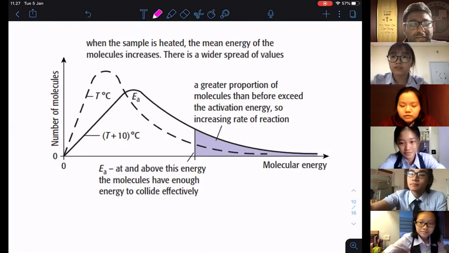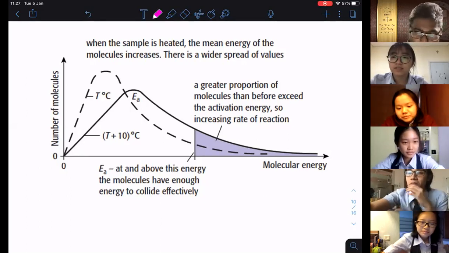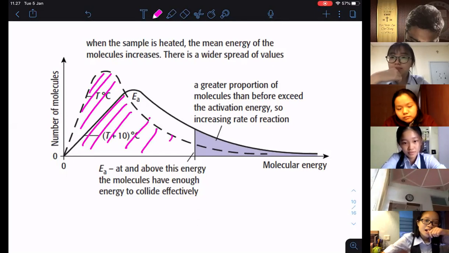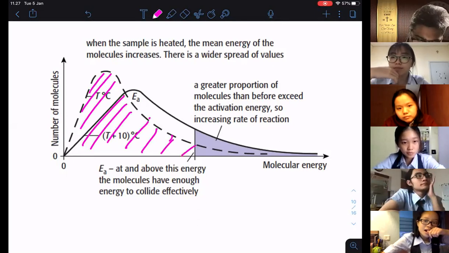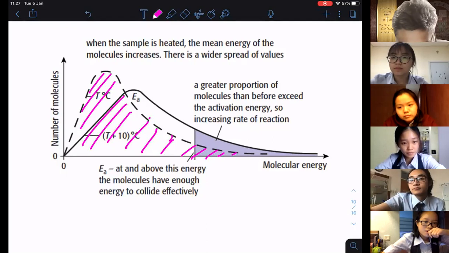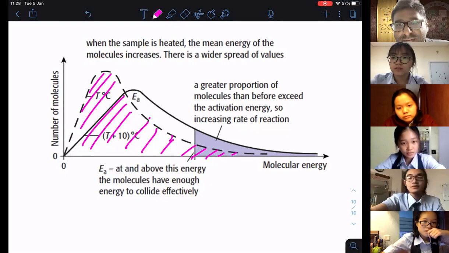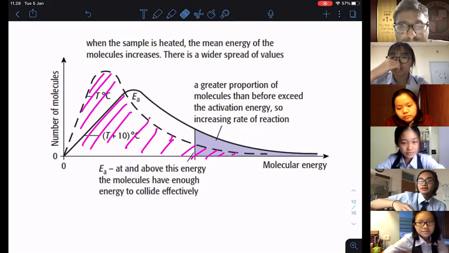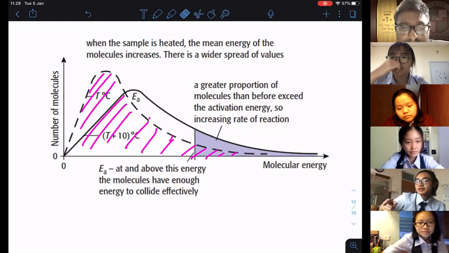No, not necessarily. Let me show it over here. How about this area, this total? Does it mean the total reactants? Dr. Josh? For the Boltzmann distribution curves, it only shows us the substance itself. So it's not technically a reaction. This is just the substance at a specific temperature.